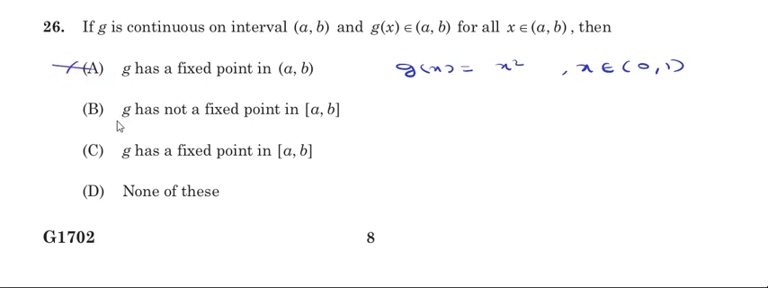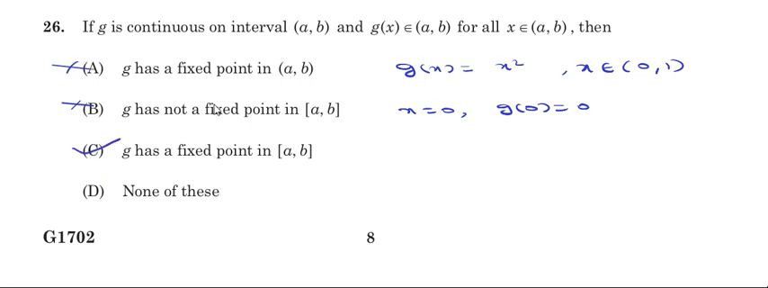And g has not a fixed point in [a, b]. Suppose if we take x equal to 0, g of 0 equal to 0, so here x is equal to 0 is fixed. So therefore this option is wrong, and g has a fixed point in the closed interval [a, b]. So here x is equal to 0 is a fixed point, so this is true.